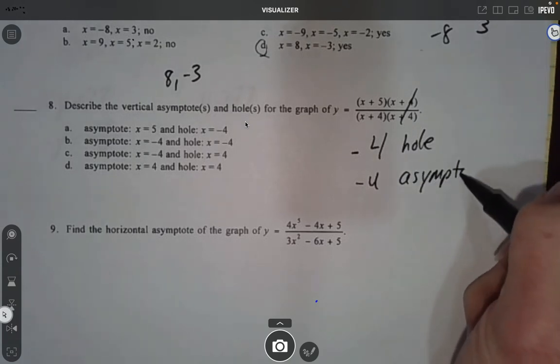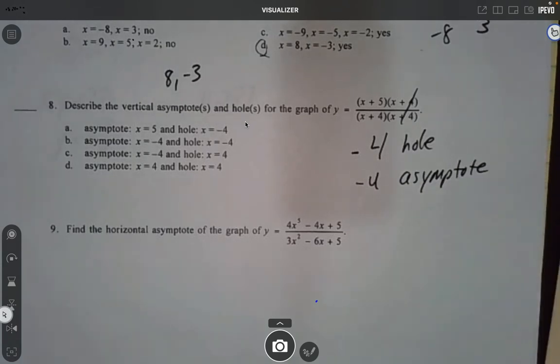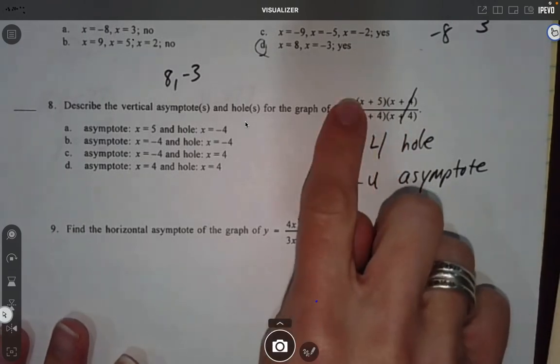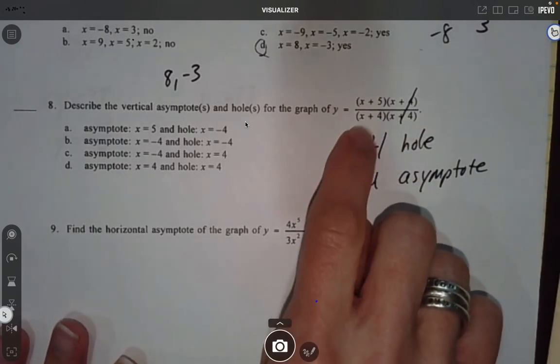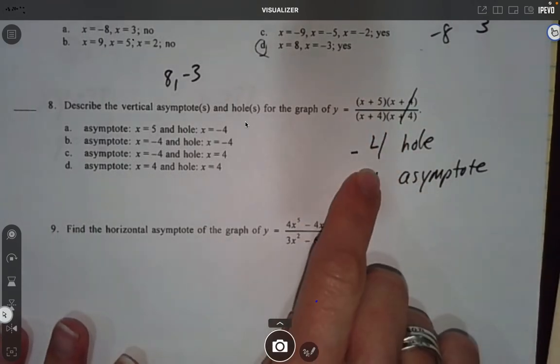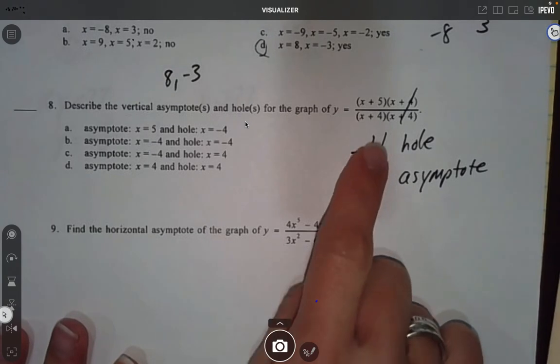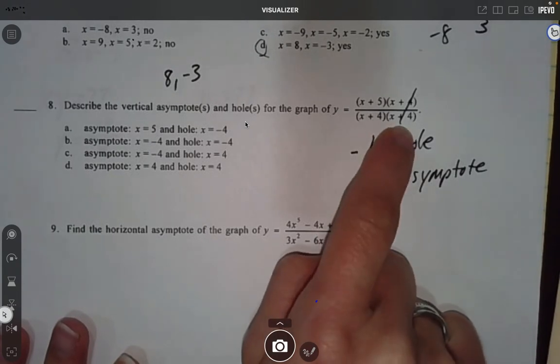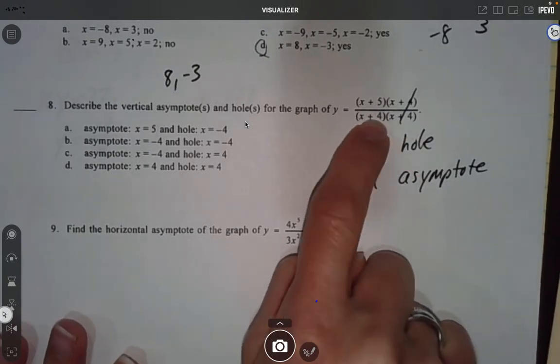Which one? When they cancel out, it's a hole in the graph. When they're removable, that means they're negative. Yeah, because you're looking to see what would make that go to 0. -4. That's why your answer is -4. So they cancel one out. That means that's a hole. Yeah, that one was a hole, and that one was an asymptote.